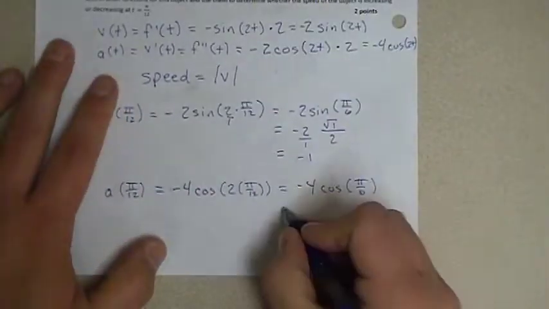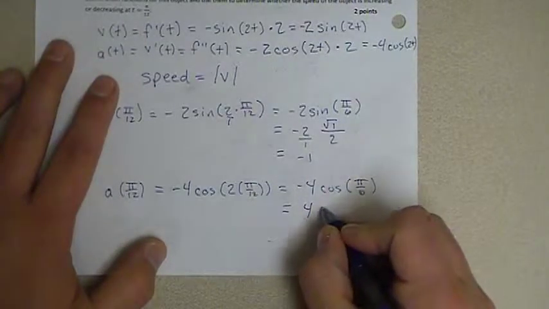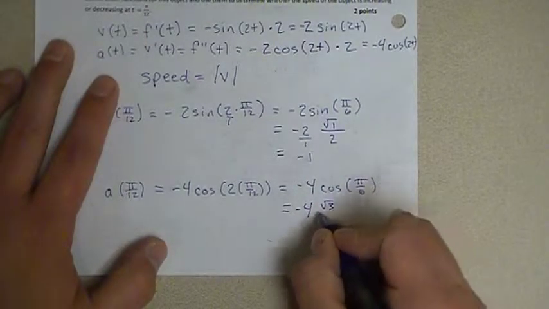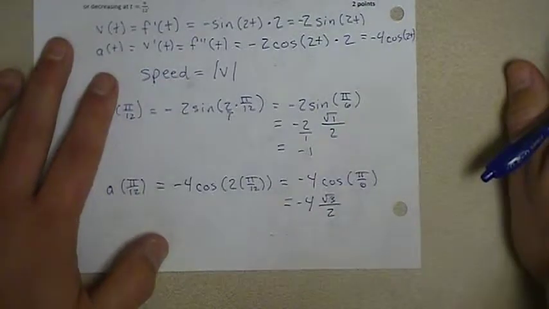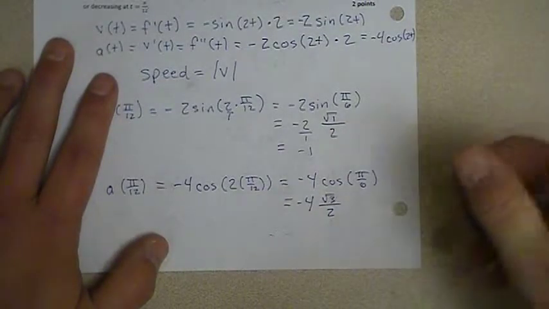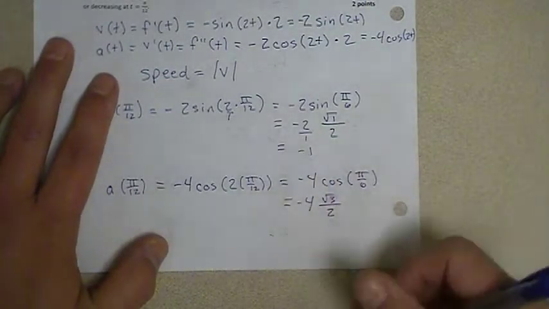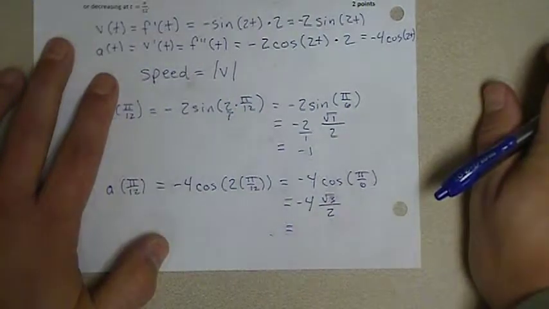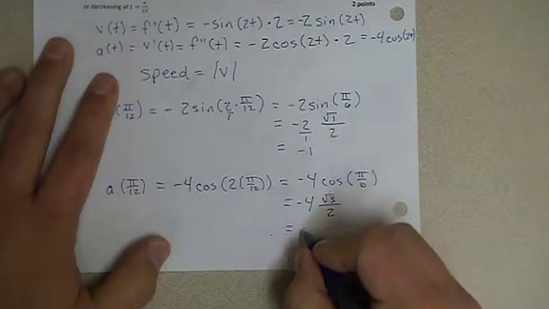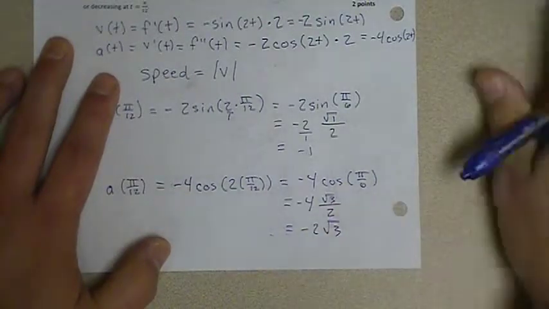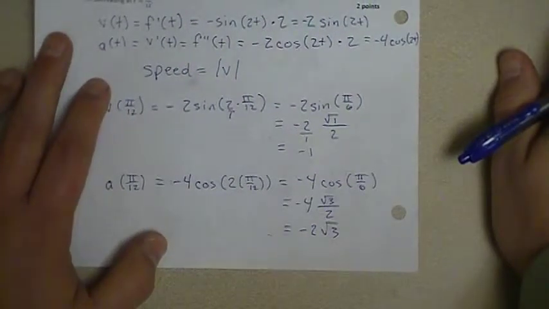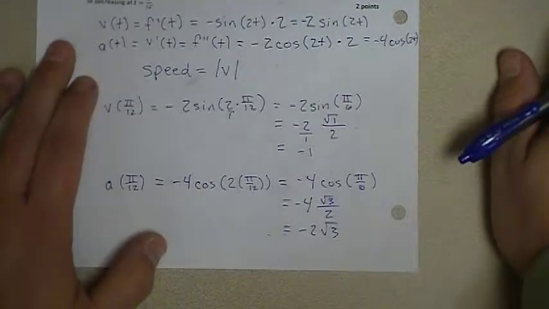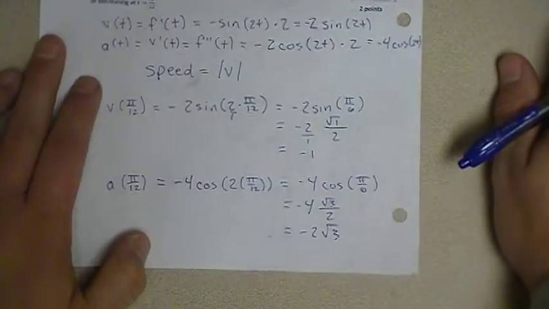We're going to put that underneath a square root, and it's going to be over 2. And if you simplify this, if you do top times top, bottom times bottom, you end up with negative 4 square root of 3 over 2. The negative 4 divided by the 2 would leave you with a negative 2 square root of 3. So acceleration is negative, velocity is negative. What does that tell us about speed?